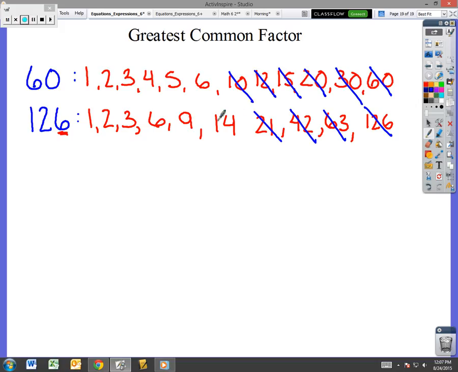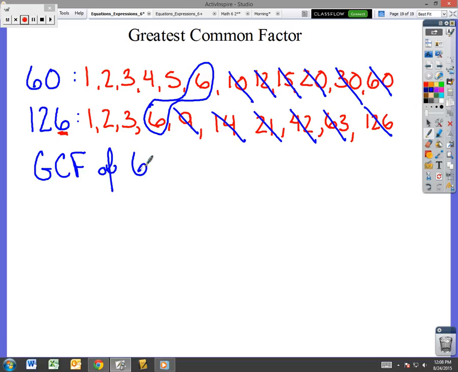They both don't have a 12. They both don't have a 10. They both don't have a 14. But they both have a 6. So the GCF of 60 and 126 equals 6. Now that kind of really was painful.